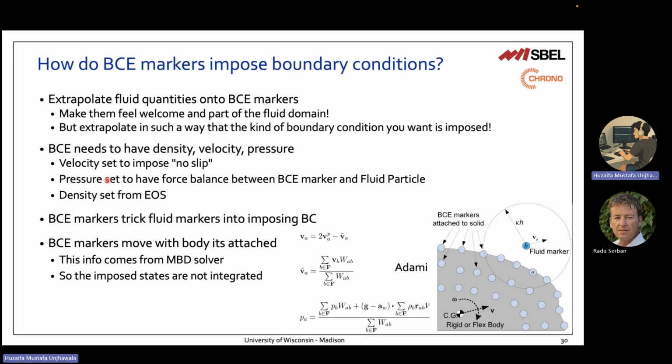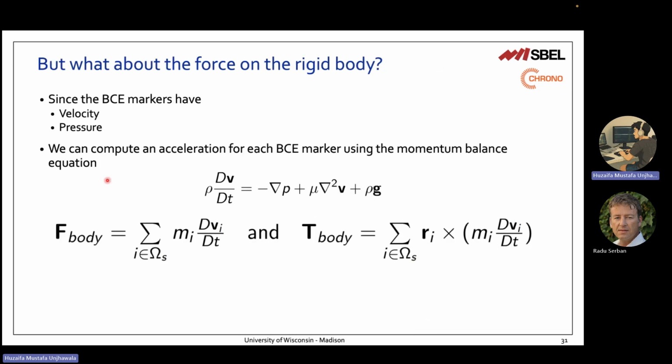That option, like how you do this extrapolation, is through two different methods. There are two different boundary condition methods that you can use. But in summary, all you need to worry about is that you have to place these BCE markers on rigid bodies. You have to choose a mechanism for extrapolation. Both the mechanisms are well established. There's not much you lose or gain by choosing one. But then the rest will be taken care of by Chrono.